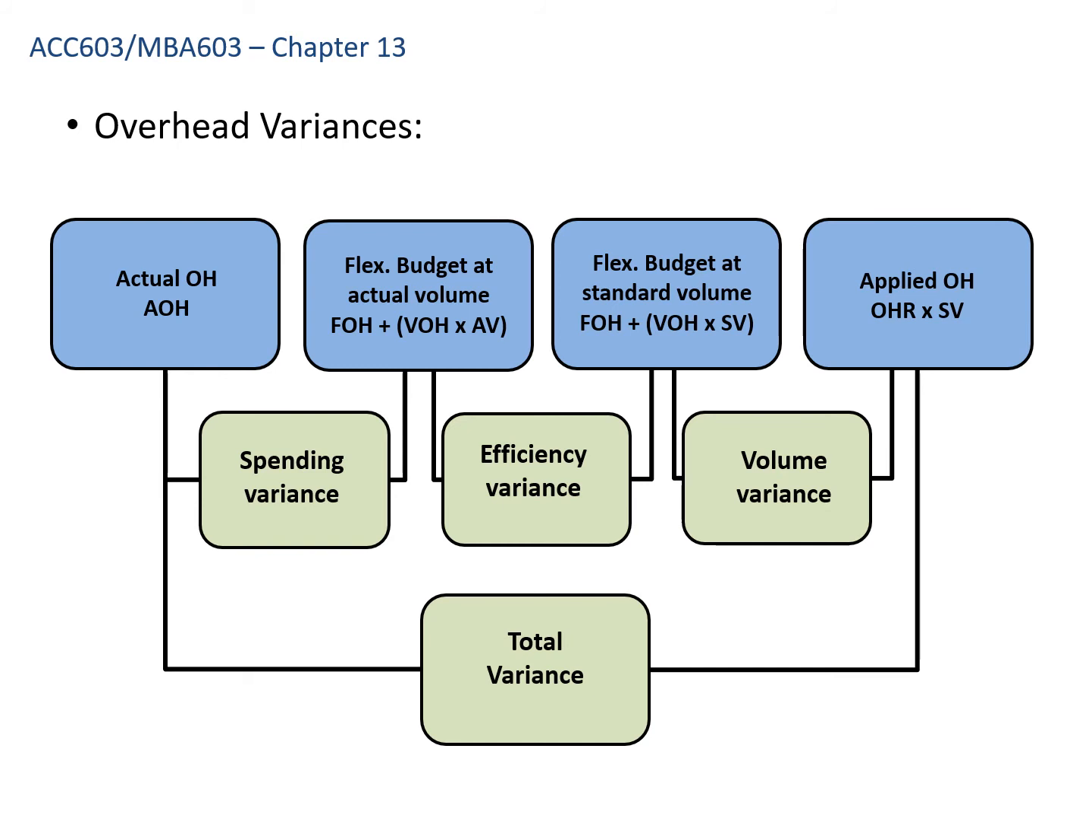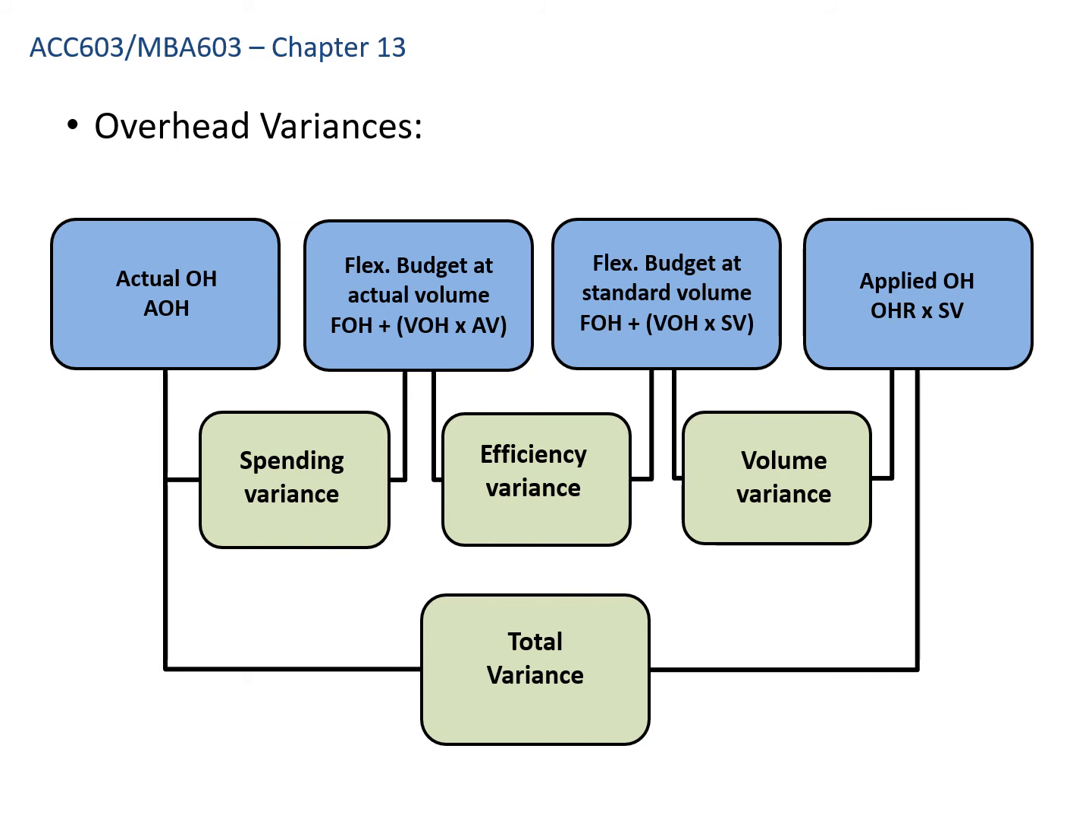And then the far right side is the applied. Again, that's the predetermined overhead rate times the standard volume, which is the actual volume of production times the standard hours, as an example, per unit. The difference between the flexible budgeted standard volume and the applied is our volume variance. That's how much is due to just whether we produced more or less than we assumed when we did our predetermined rate. So now I've taken the total variance and broken it down into 3 variances.